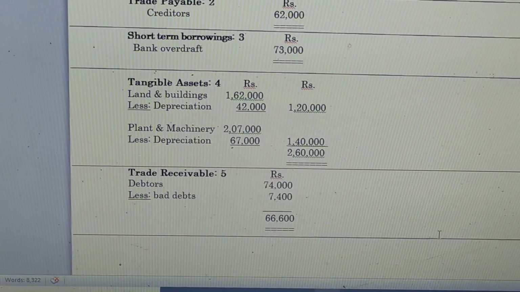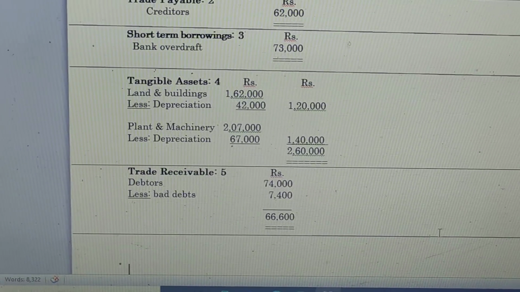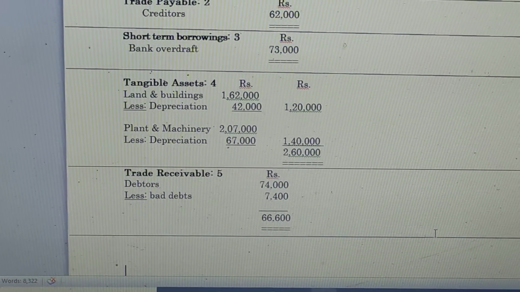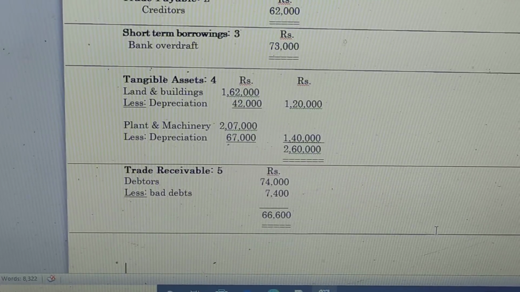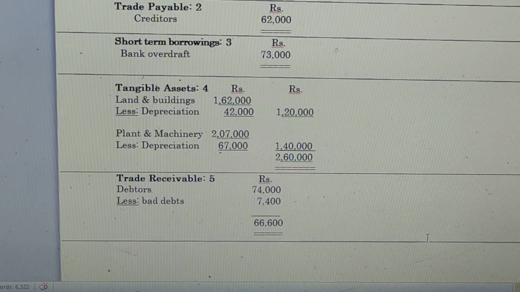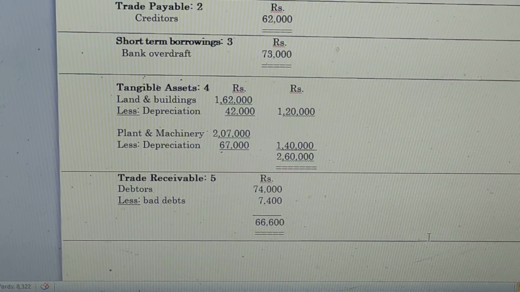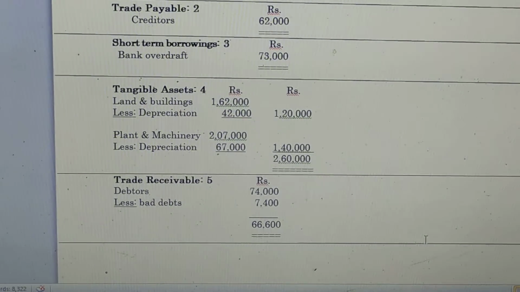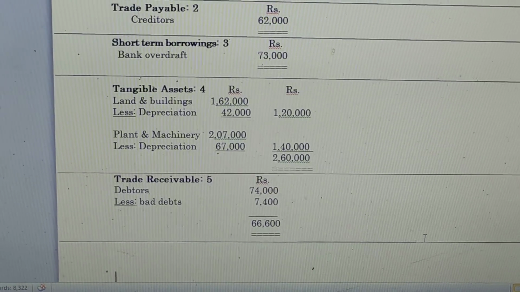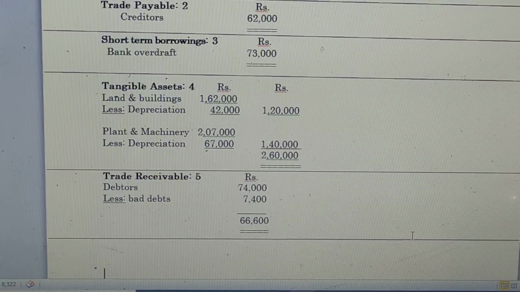And the plant and machinery value is 2,07,000 less depreciation. The depreciation value of plant and machinery is 67,000. So that amount will be deducted from the 2,07,000. It means 2,07,000 minus 67,000. We get the left value of plant and machinery as 1,40,000. So the total tangible assets are 2,60,000. It means 1,20,000 plus 1,40,000.